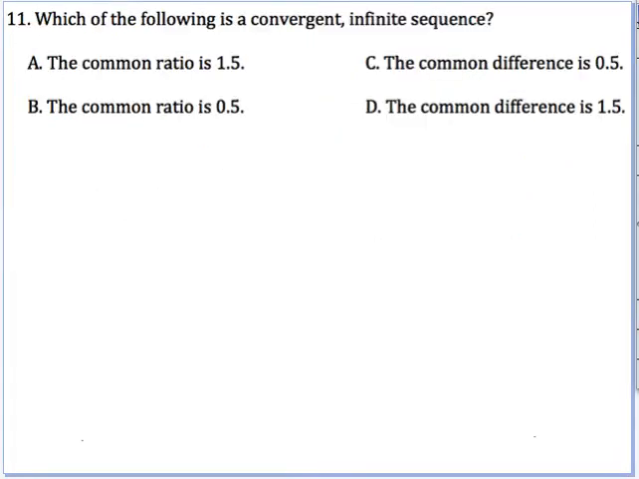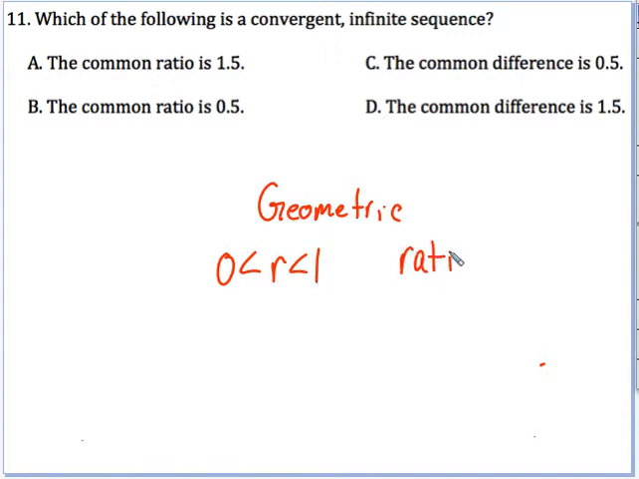All right, number 11, which of the following is a convergent infinite sequence? We kind of already covered this. It needs to be geometric, and the rate has to be between 0 and 1. So how do we know if it's geometric? Notice none of these say it's arithmetic or geometric, but geometric has a ratio, not a common difference. So this is not the correct answer, and that's not the correct answer. Here's your ratios. Which one of these is between 0 and 1? Well, option B is between 0 and 1.